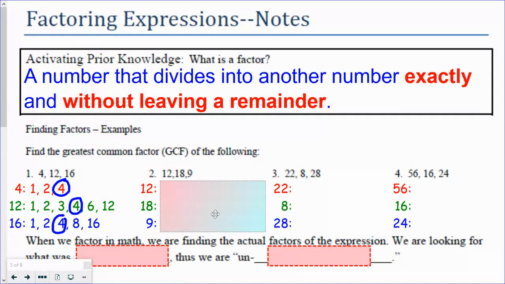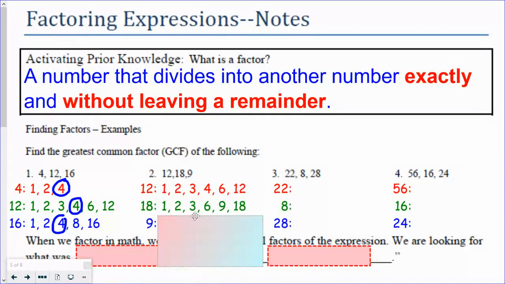Let's look at problem 2. We have 12, 18, and 9. I go through and list the numbers that I could multiply to get 12: 1, 2, 3, 4, 6, and 12. Put them in ascending order. Numbers you can multiply to get 18: 1, 2, 3, 6, 9, and 18. All of those numbers you could divide into 18 and get one of these other numbers. And then 9 only has 3 factors: 1, 3, and 9.